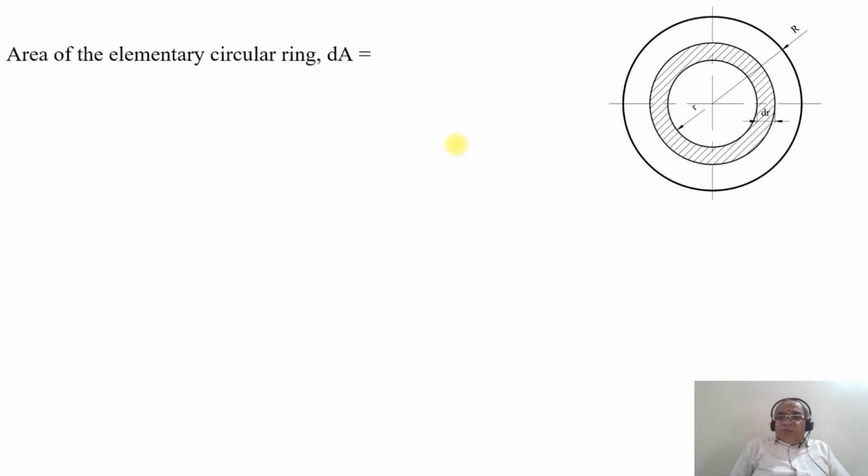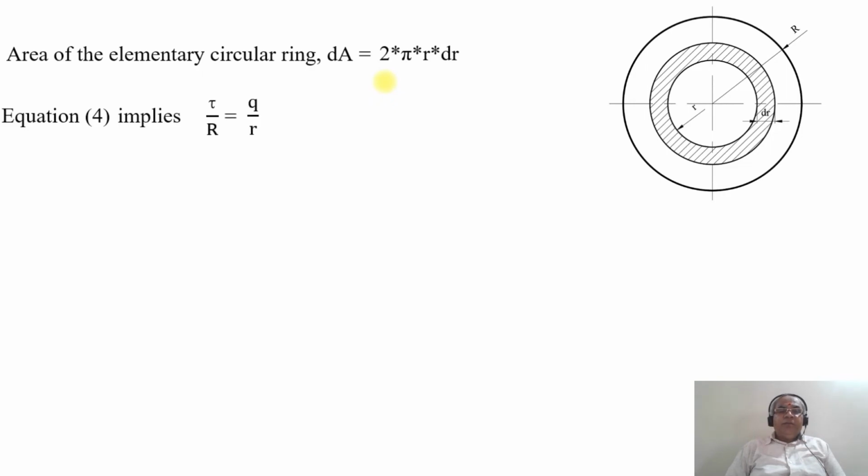What is the area of the circular ring? The area of the circular ring, dA, will be equal to 2 pi r into dr. If you consider this as the cross section, cut it and open it, it becomes a rectangle of thickness dr, and the length will be the circumference of the ring, which is 2 pi r, into thickness dr. Therefore, you get 2 pi r into dr. Equation 4 implies that tau by R will be equal to small q by small r, where the shear stress at radius small r, q, will be equal to tau into small r by capital R.